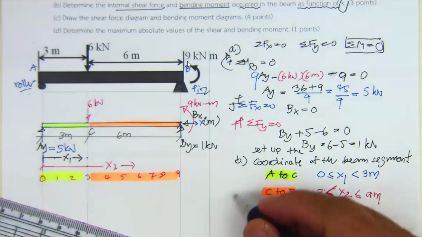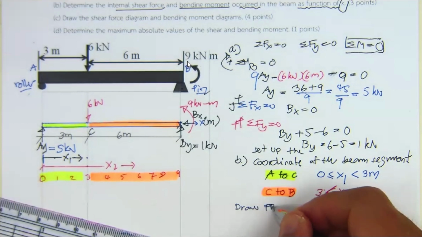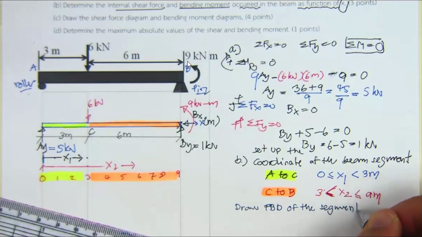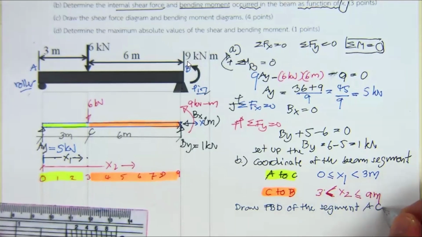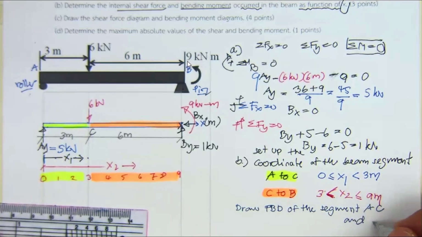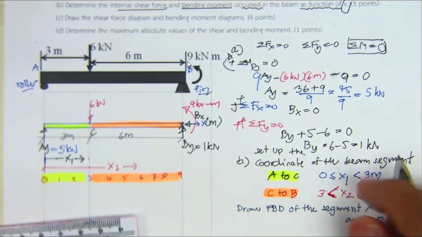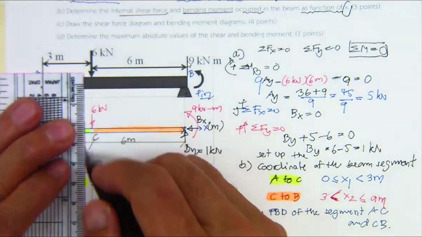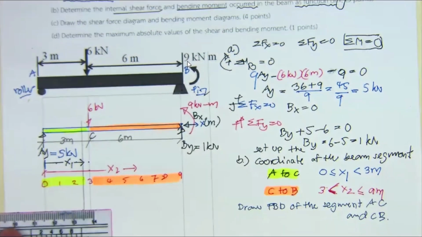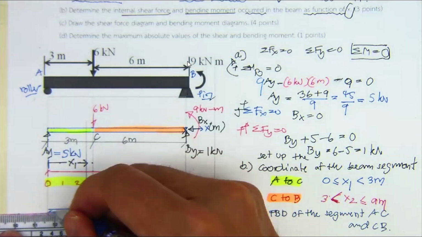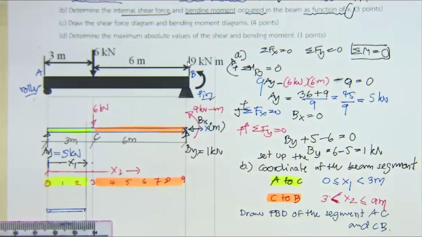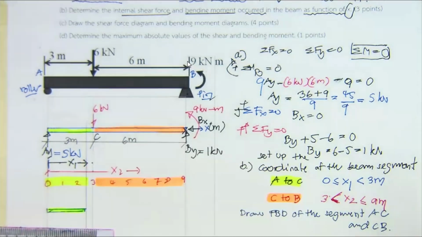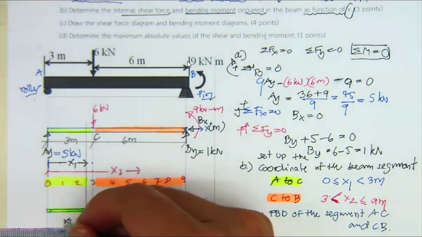You have to draw the free body diagram of the segments. We have two segments, A, C, and C, B. Let me cut this one over here, then put this one on the diagram here. We will have the first portion. This is for the yellow portion, and the yellow portion corresponds to this x1 coordinate.